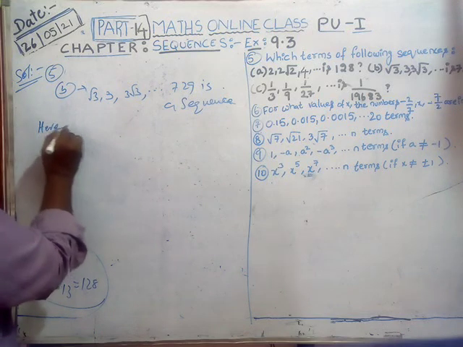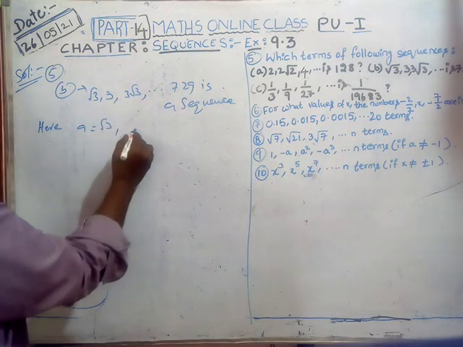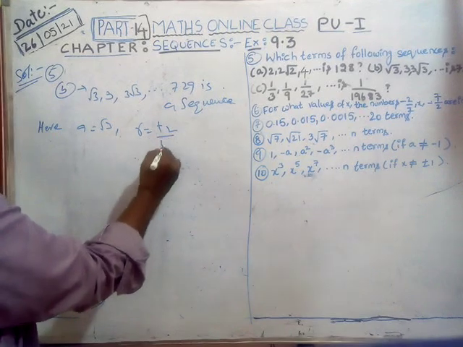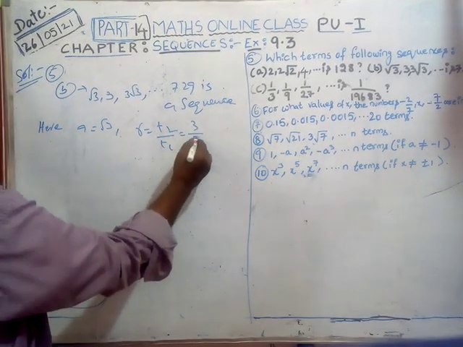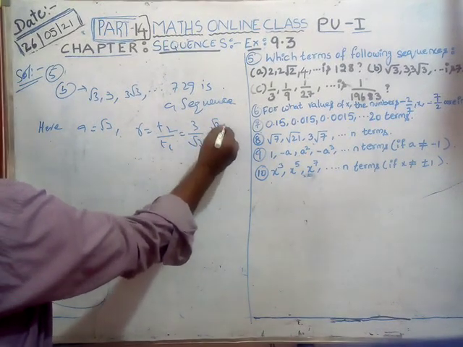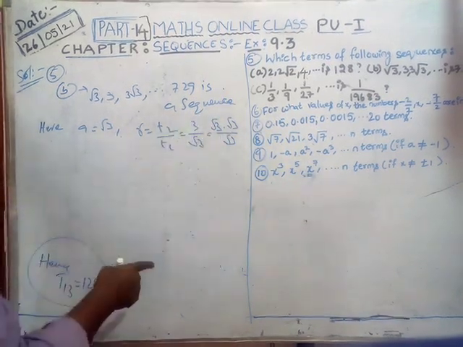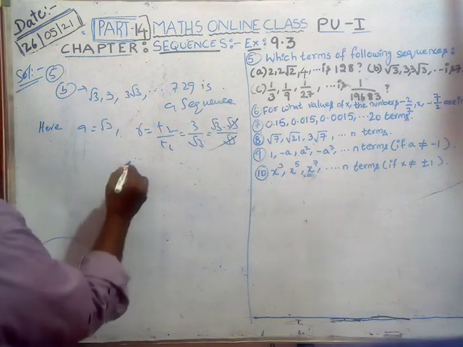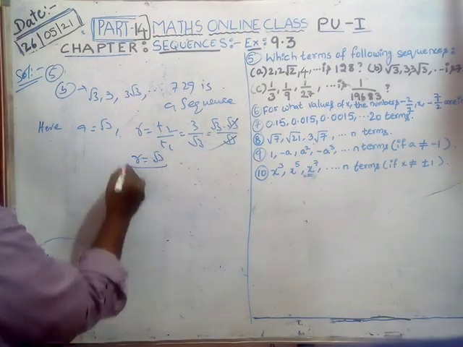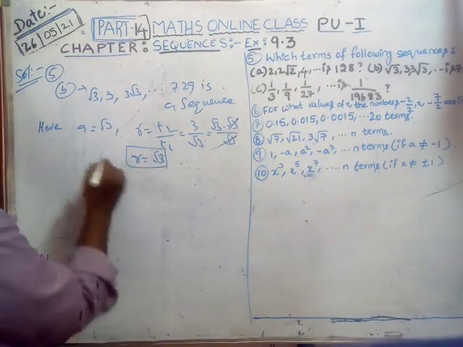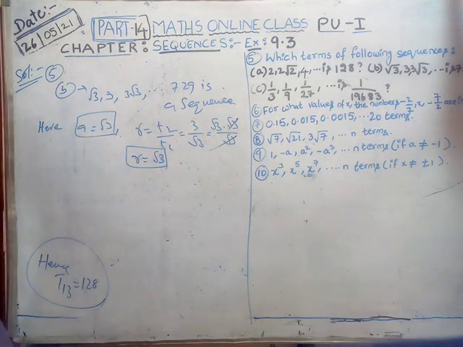Here, what is A? A is equal to root 3. What is R? T2 by T1, that is 3 by root 3. This 3 can be written as root 3 into root 3. So root 3 by root 3 cancels, and R is equal to root 3. A is equal to root 3 and R is root 3, both are the same.